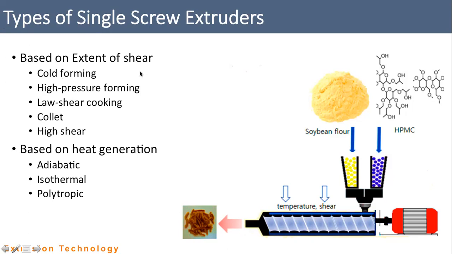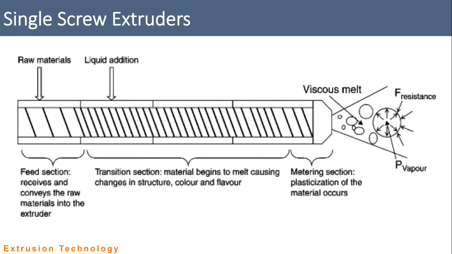Based on the shear, there are around 5 types of extruders, and based on heat, there are again 3 types of extruders: adiabatic, isothermal, and polytropic extruders. So we can classify the extruders based on their shear type, the exchange of shear and heat, and also we can use several parameters to classify.